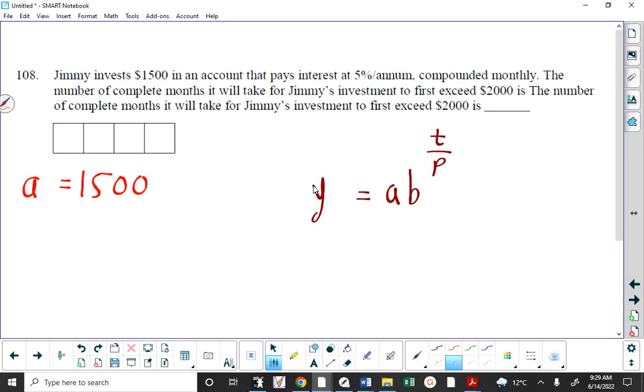P and B are a little bit trickier. B is the number that the initial amount gets multiplied by regularly. So if I were to just tell you that something is growing by 5% annually, you would say that B is 1.05. Except this isn't 5% annually. It's 5% annually, but it's compounded monthly.